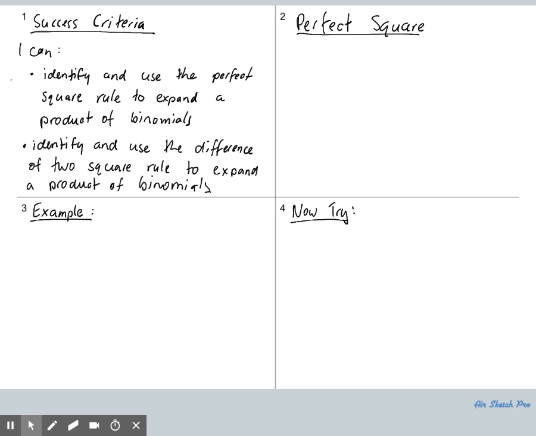Okay, so the perfect square rule first of all. There are a couple of variations of it, but I'm going to consolidate it into one. So we're looking at it from an expansions perspective, by the way, not from a factorization perspective. I think recognizing a trinomial as a perfect square when factorizing is a bit harder than what I'm about to show you now.